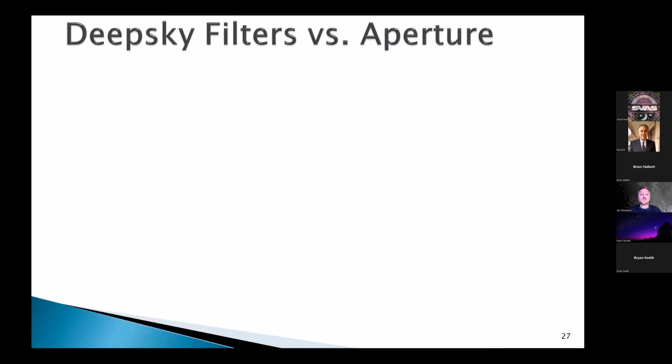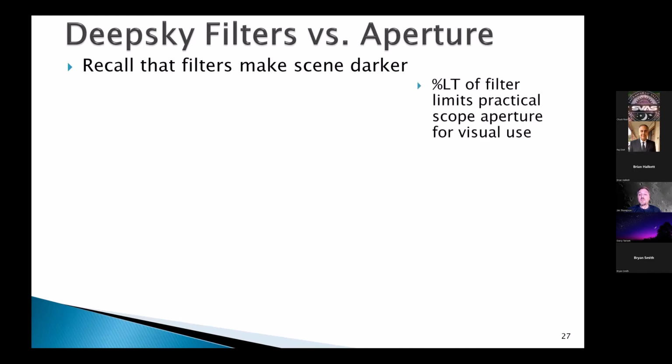The last thing to consider before choosing your deep sky filter is telescope aperture. Recall that filters block light, resulting in a darker view. This means that the percent LT of a filter will limit the aperture of scope you will be able to use it with visually.